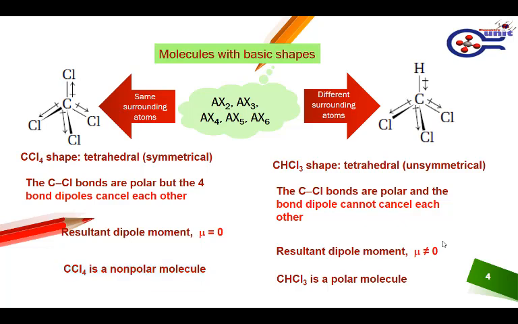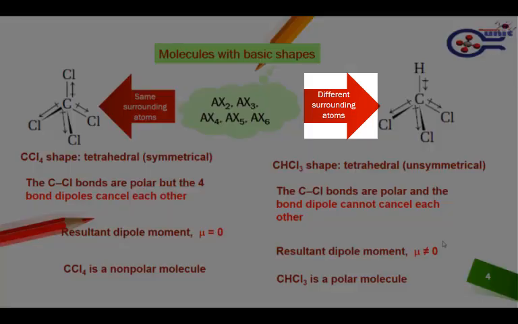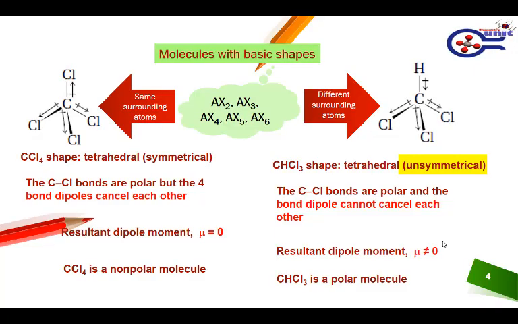Now, look at the CHCl3 molecule, which has the same tetrahedral molecular shape. But as you can see here, the surrounding atoms are not all the same, making it unsymmetrical. Since it is not symmetrical, the bond dipoles cannot cancel each other. Thus, the resultant dipole moment is not equal to zero, so CHCl3 is a polar molecule.